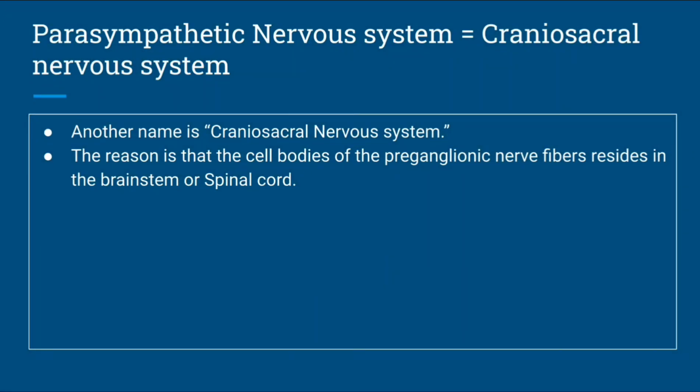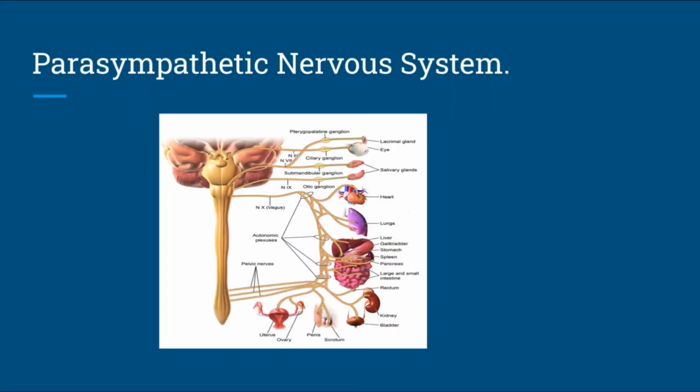As you have seen in the previous slide, the parasympathetic nervous system is also known as the craniosacral nervous system. The reason is that the cell bodies of the preganglionic nerve fibers are located in the brainstem that include the specific cranial nerve nuclei, or the spinal cord, the terminal portion like the pelvic splanchnic nerves, which are also part of the parasympathetic nervous system. As you can see in this slide, these are the nerves of the parasympathetic nervous system. There are some specific cranial nerves and their nuclei in the brainstem, while there is the terminal portion in the distal portion of the spinal cord.